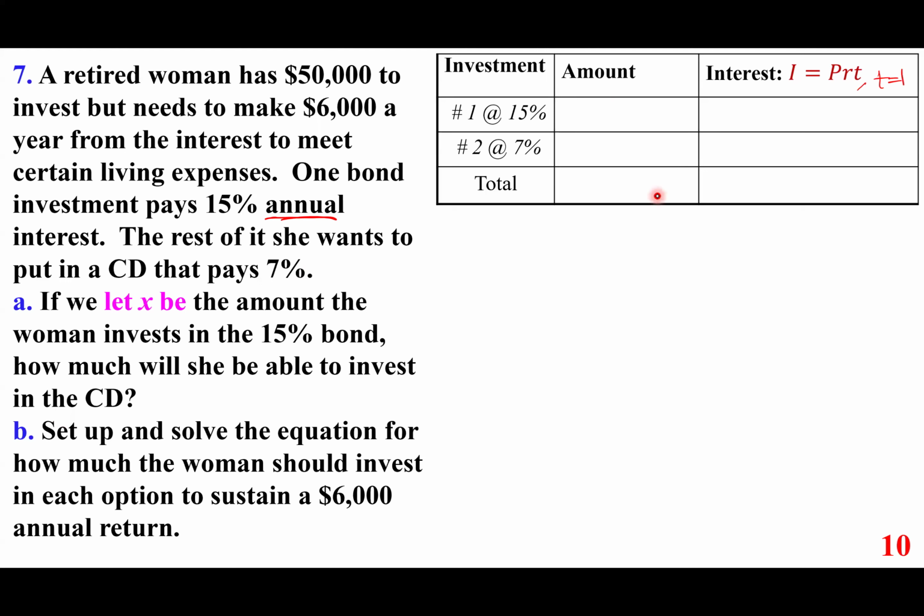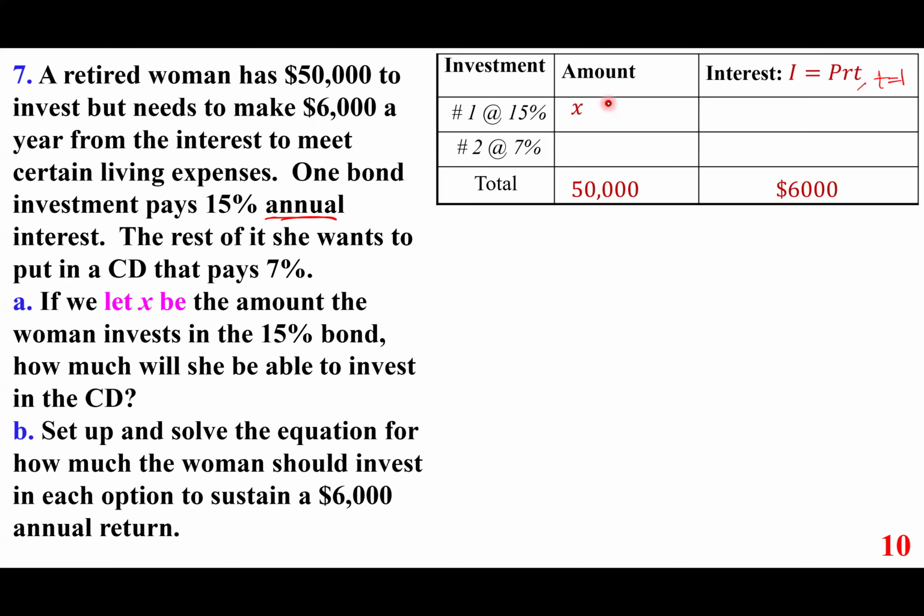And the total is 50,000. The amount of interest we need is 6,000. So we have a total of 50,000. The amount of interest needed is 6,000. And we're going to put X in this 15% return. The rest of the 50,000, that means 50,000 minus X.